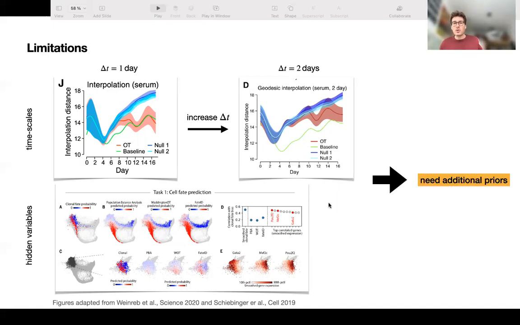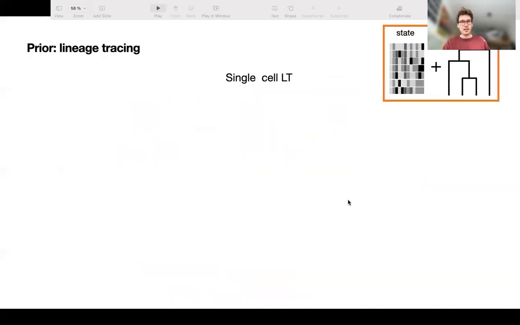So one solution to overcome these limitations is to include additional priors that regularize these mappings. And the prior that we are interested in for this project is lineage tracing information. And lineage tracing is a very large field, and there are lots of different approaches to lineage tracing. What we are interested in here are approaches that give both state readout at the single cell level, so typically gene expression, and a lineage tree. So we only consider approaches that give us both.